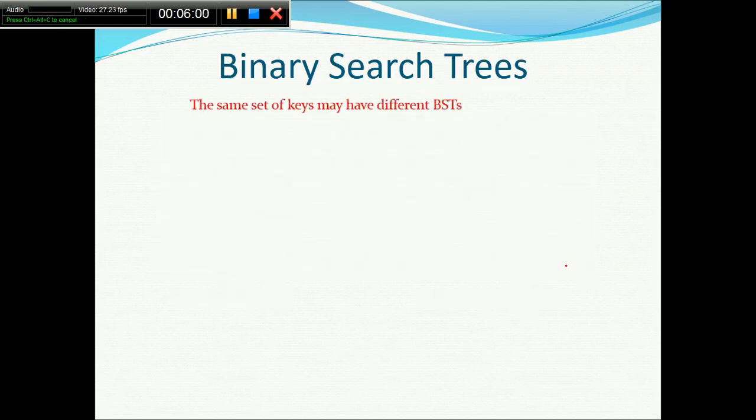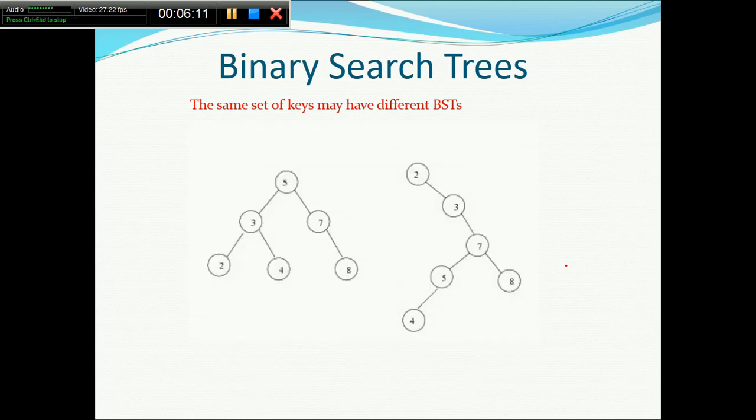Now, one thing you should understand: a binary search tree, a same set of the keys may have a different binary search tree as per their insertion order. You can see here, even in both the trees, we have the same set of the keys, but just the order changes in which we have inserted inside this binary search tree, that will create a different binary search tree. So that is the thing that you have to understand. Both of the trees are binary search trees without any problem.